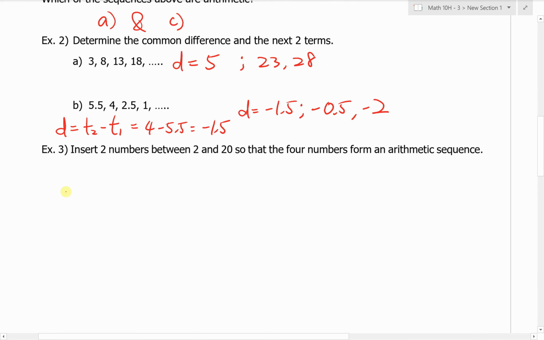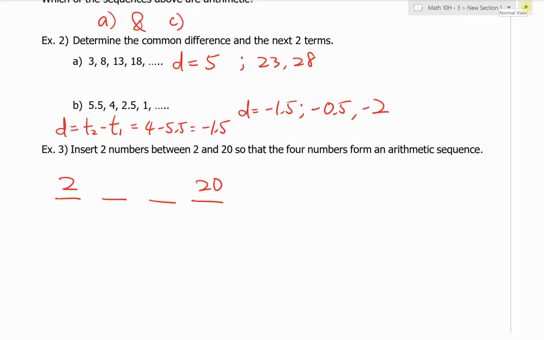So what the question is asking us to do is put 2 numbers between 2 and 20. So we have the number 2 here, we're going to put 2 numbers in between, and then we're going to put a 20 at the end. We need to find out what these 2 numbers need to be, so that this forms an arithmetic sequence. I'm going to give you a minute or two, so you can pause and think about how you're going to do this.